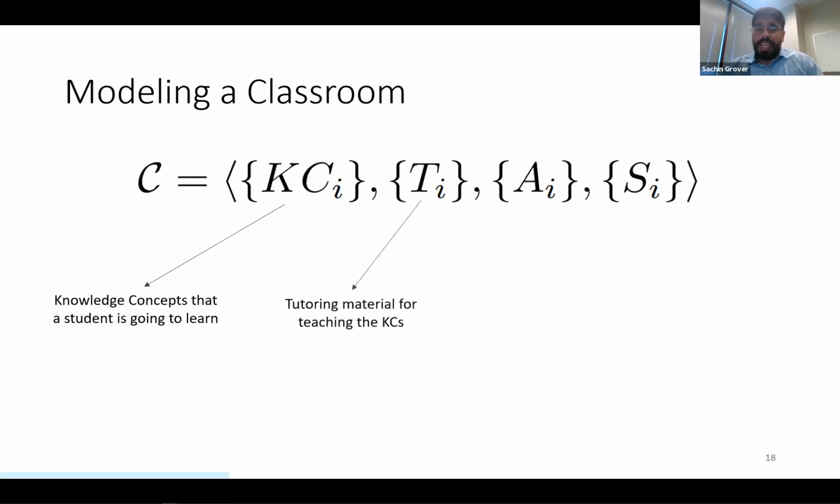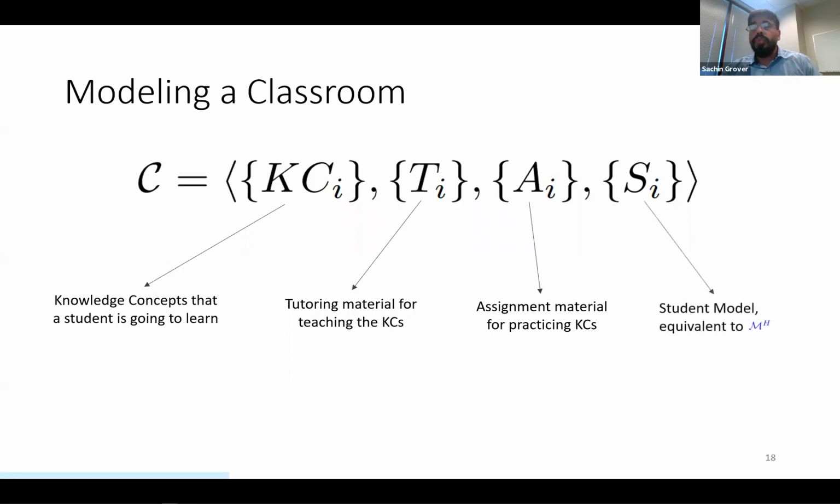The second thing is the tutoring material. This tutoring material represents how the concepts are being taught. This could be video lectures, or in-classroom lectures by the teacher. Third is the assignments. Assignments are basically what the student practices to learn those knowledge concepts.